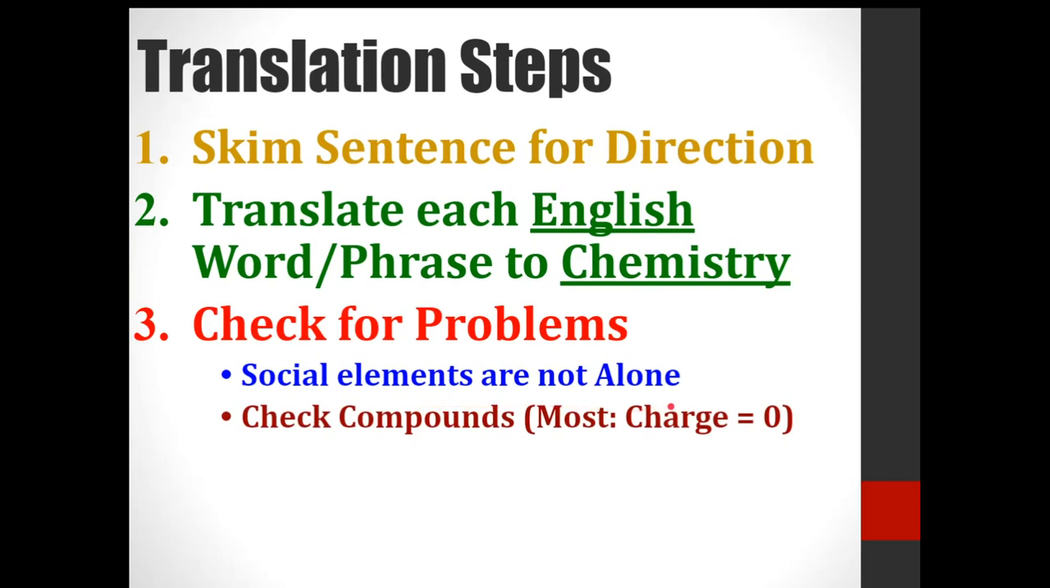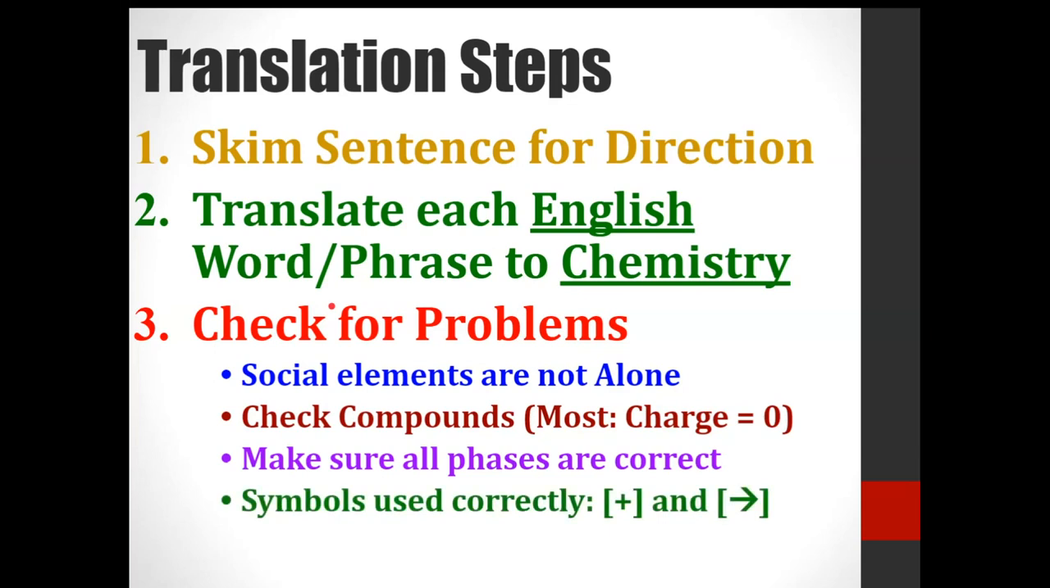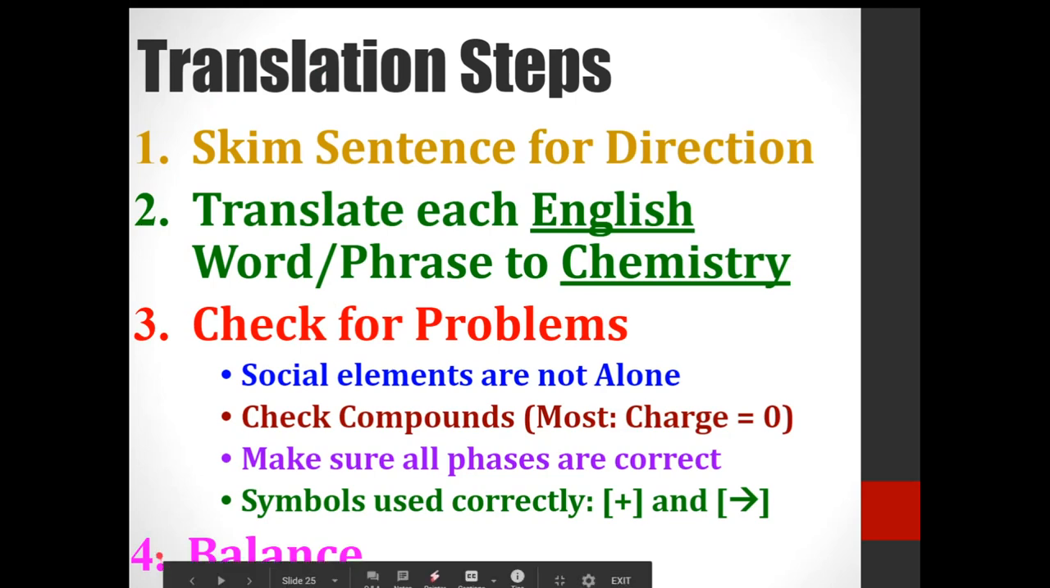Most of the problems you're going to have is with charge. Your charge needs to equal 0. If it's molecular covalent, charge does not matter. Just follow the name. That's the easy one anyway. Make sure all your phases are correct and make sure you have symbols, pluses and arrows in between everything. There'll be just one arrow, but there should be stuff in between. What we're going to do then is balance it, but we're not doing that till tomorrow. So for now, you got to do steps 1 through 3. Step 4 will be tomorrow.